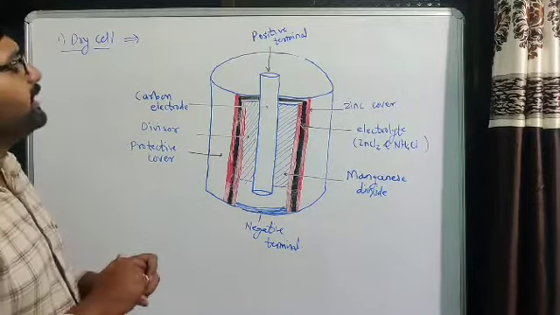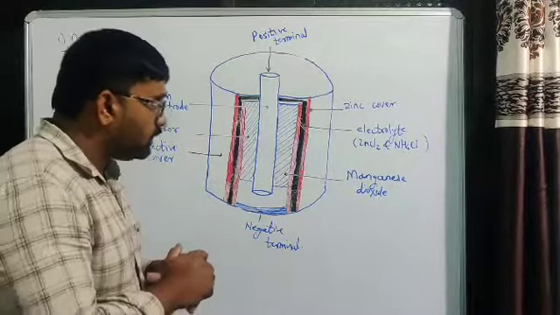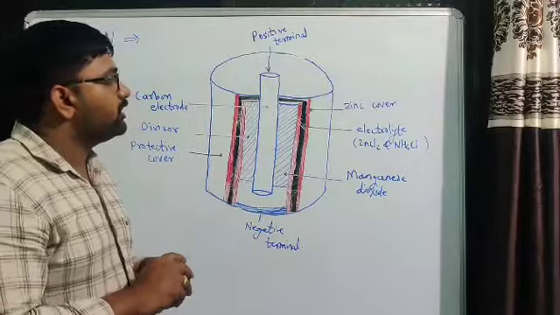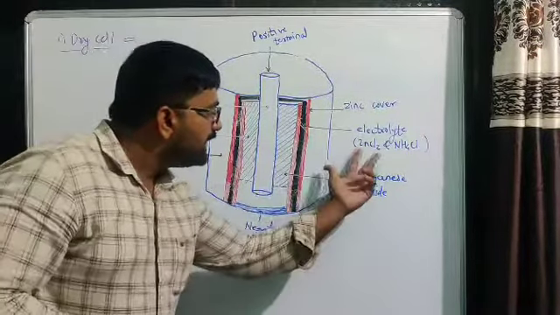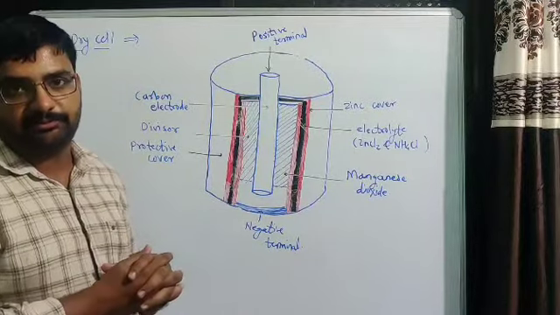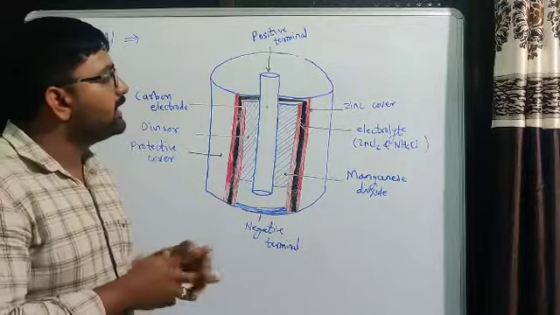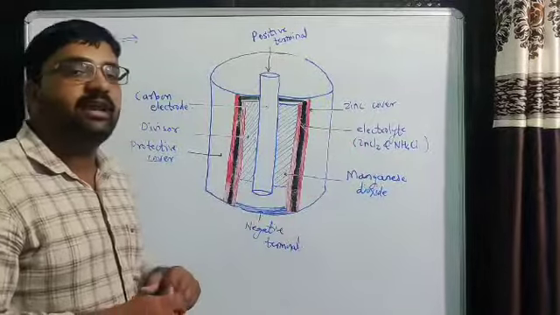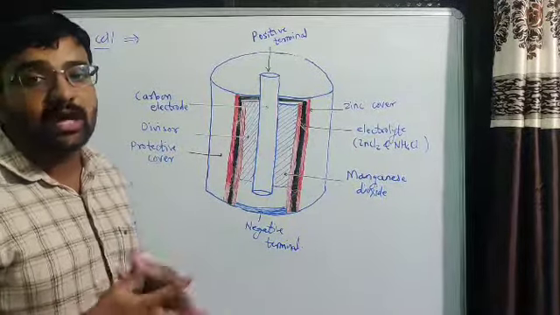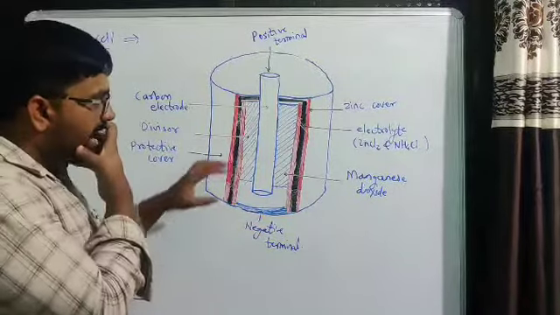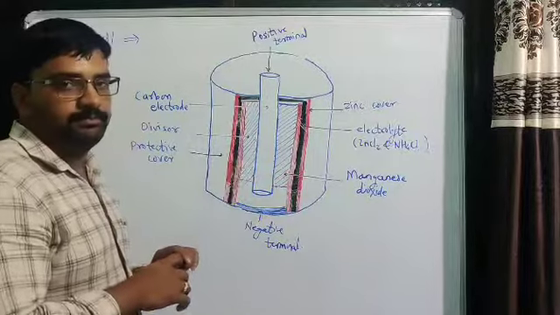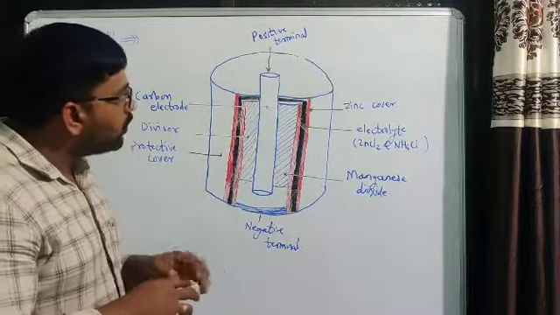Okay, so what happened here actually? The chemical reaction of these electrolytes takes place, and from that, charges are generated, positive and negative charges. And those move towards the positive and negative terminals.